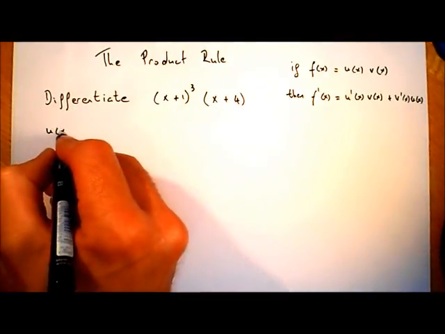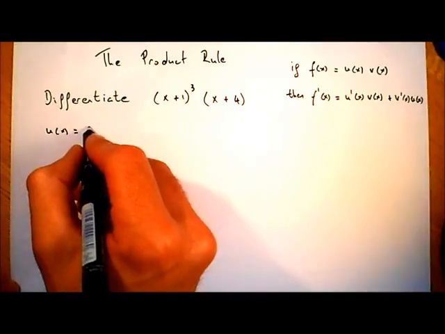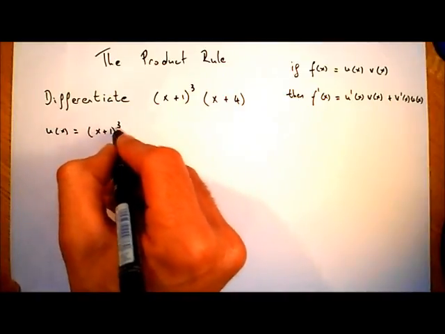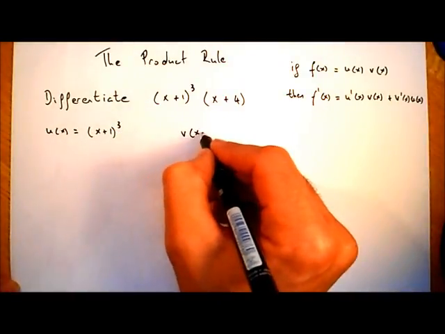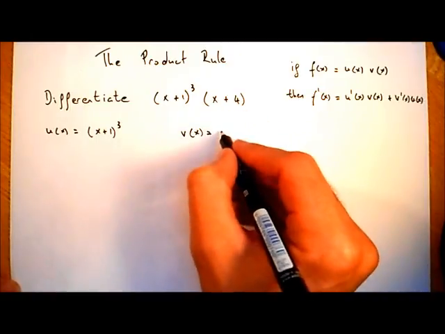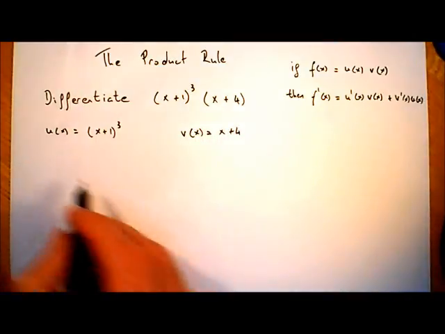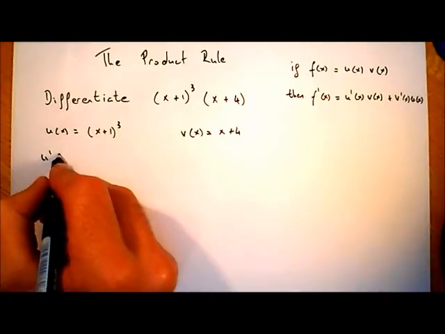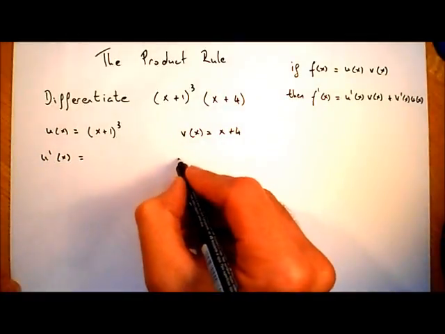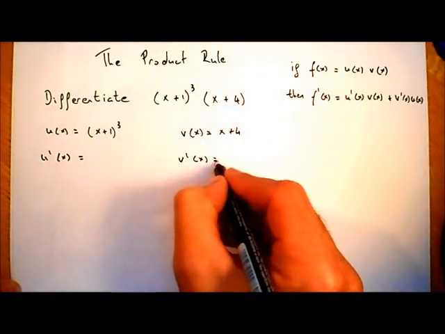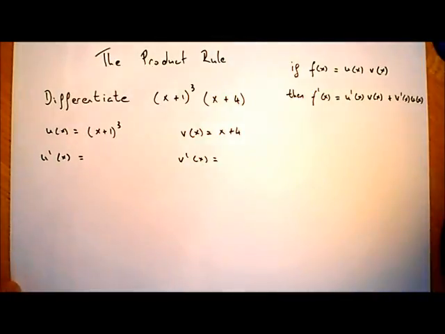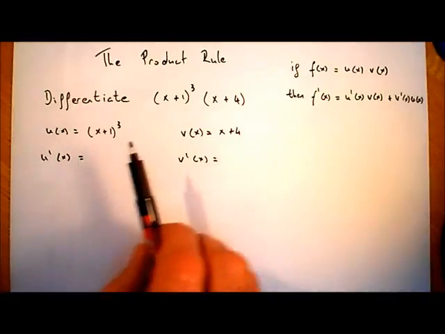So u(x) is equal to (x+1)^3, and v(x) is equal to the second part of our product, it's just x+4. Now we need to find out what u'(x) is, and what v'(x) is. So we need to differentiate both of them and then fill them into the product rule, and then we have this differentiated.